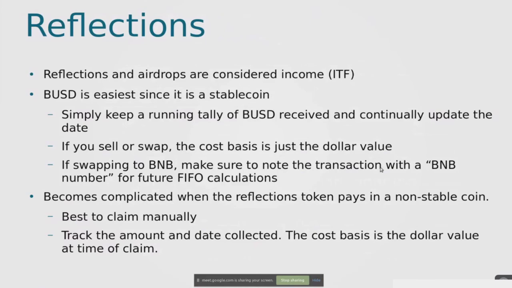It becomes a little more complicated when the reflections token pays in a non-stable coin, for example Rematic EGC pays in EGC. So you have to keep track of how much EGC you bought versus how much that keeps going up with the reflections. For me, most reflections tokens I have to claim manually, it seems. That makes it a little bit easier because you can just track the amount that you collected and the date you collected it. The cost basis is the dollar value at the time you claim it. So if I claim 1 million EGC and that's worth $5, that's the cost basis.